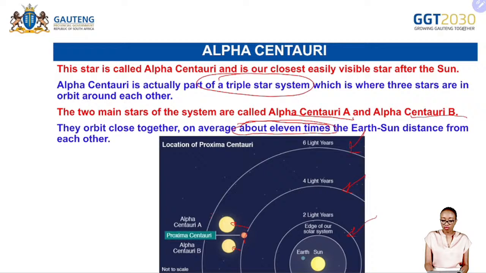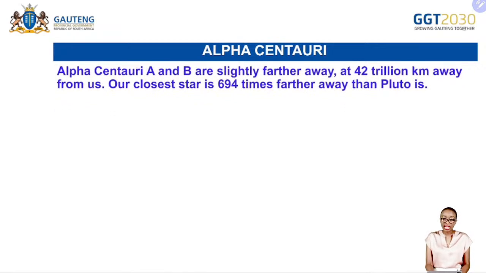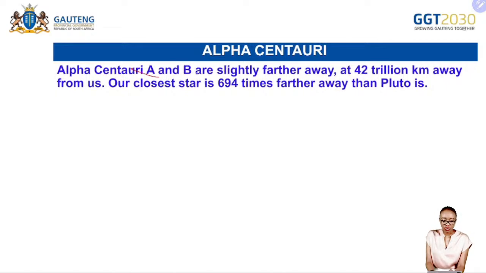It is just over 4 light years. The actual distance is, Alpha Centauri A and Alpha Centauri B are slightly further away. They are 42 trillion kilometers away from us. Our closest star is 609 times further away than Pluto is, the dwarf planet. The dwarf planet is 694 times closer than our closest star.